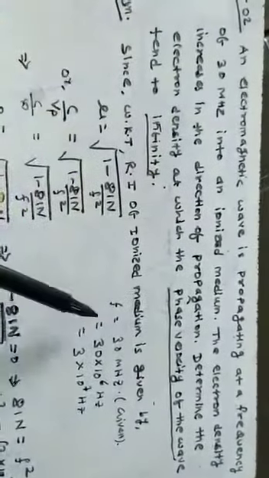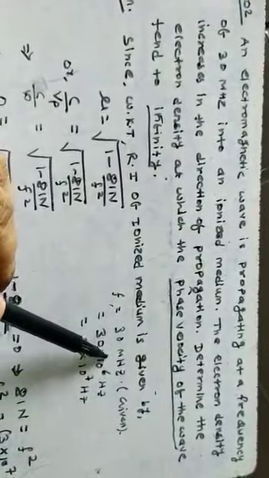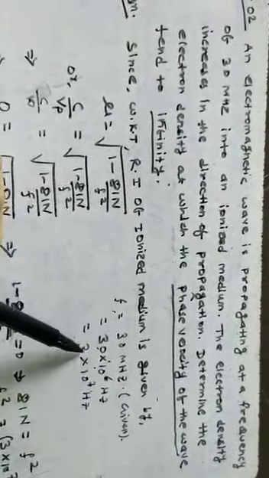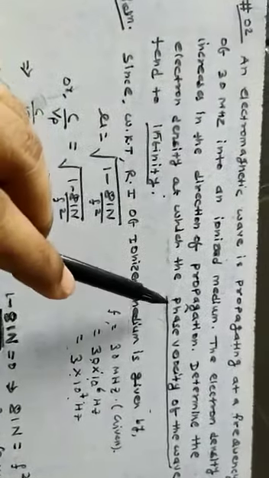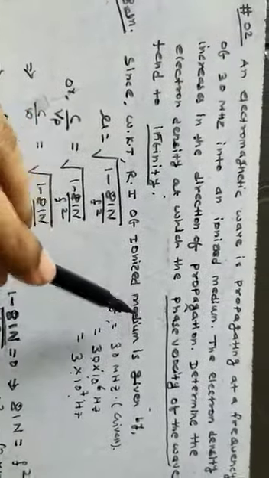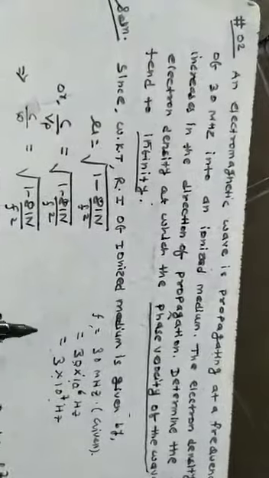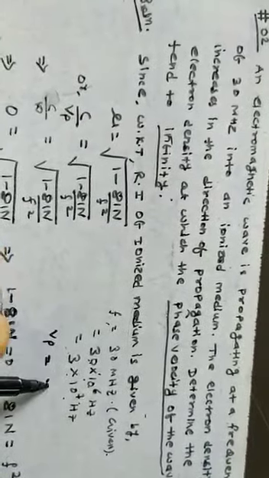The data given here: frequency 30 megahertz, that means 30 into 10 to the power 6 hertz, or 3 into 10 to the power 7 hertz. The frequency is given, and one important parameter is also given: phase velocity of the wave tends to infinity, that means Vp is equal to infinity.